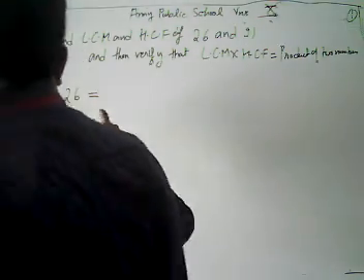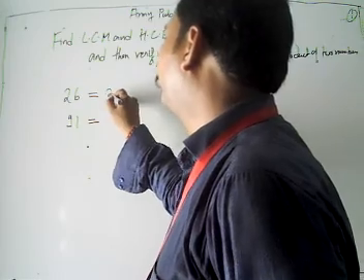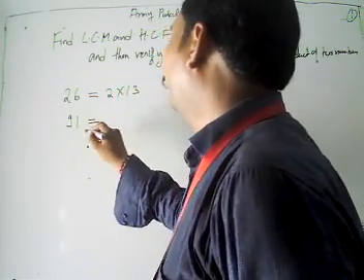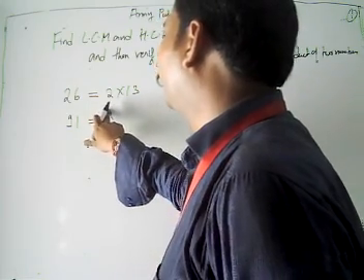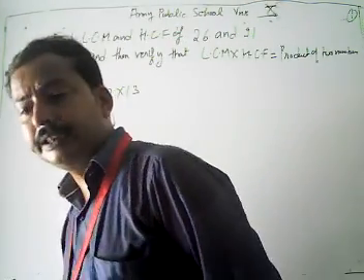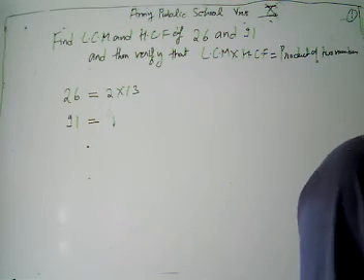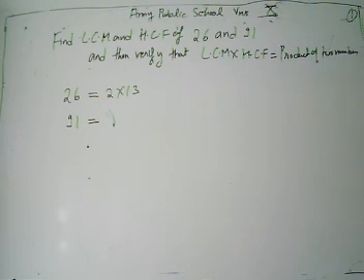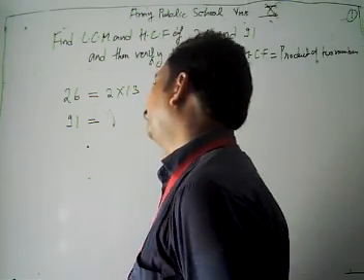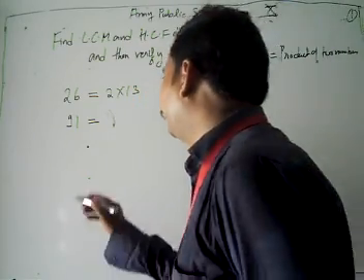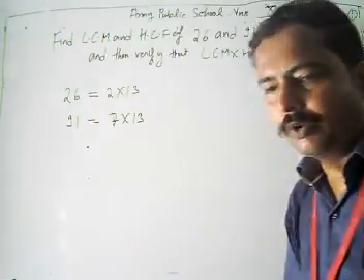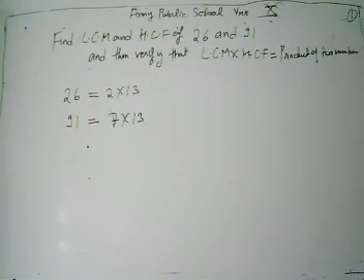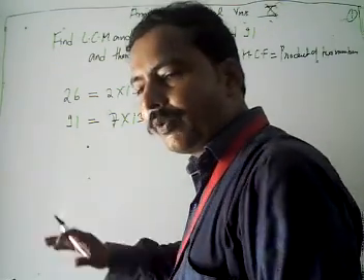What is the prime factorization of 26? It's 2 into 13. What about 91? Start from 3. Sorry, not start from 3, because it's 91, 9 plus 1 is 10, it is not divisible by 3. For 91 we have to go to 7. 7 times 13 is 91, yes. Then we have 7 into 13. Now look, the prime factors are there: 2 into 13.